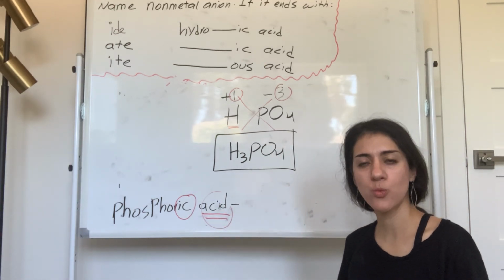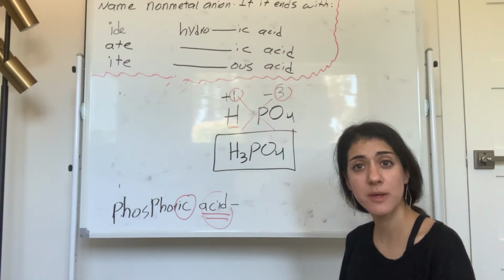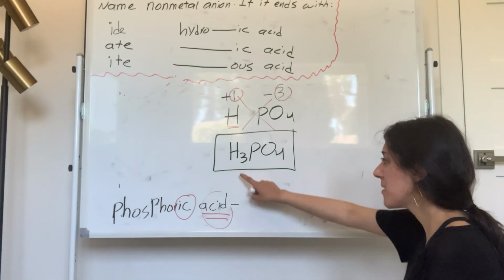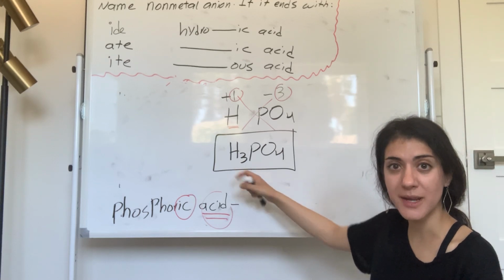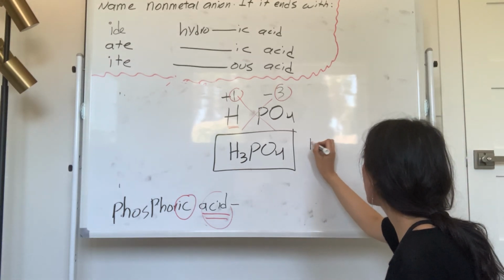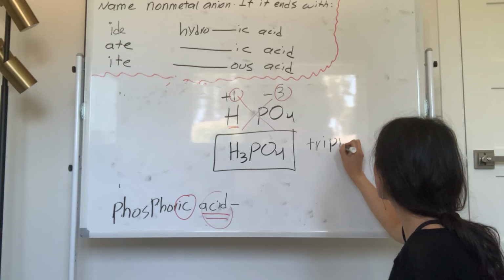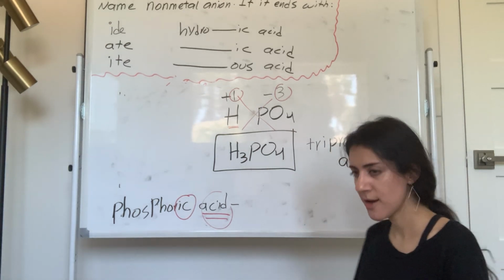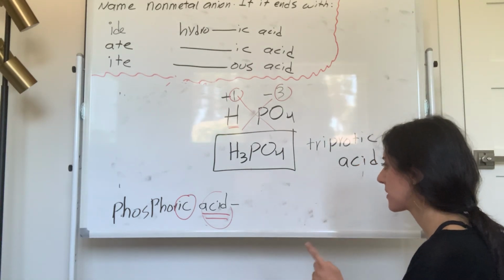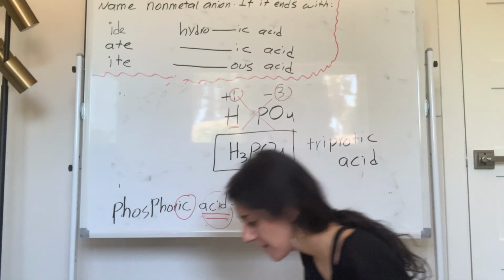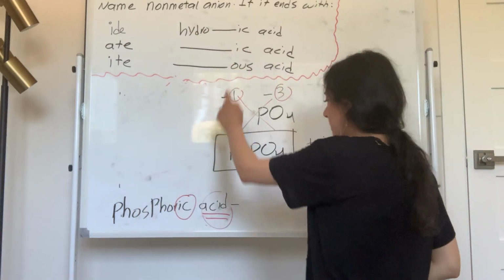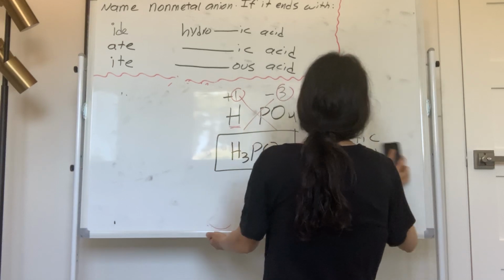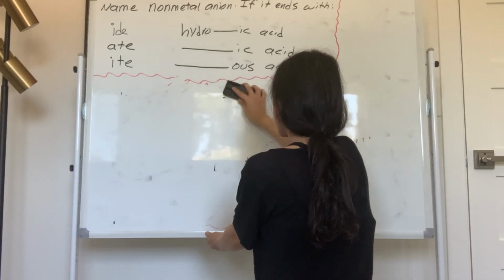Now, what category would you give this acid, H3PO4? How many hydrogens does it have? 3. So it would be under triprotic acid because it has 3 hydrogens. We're good? Okay, so acid starts with H. Don't forget to use that to name the acids, and you have to balance the charges for acid.